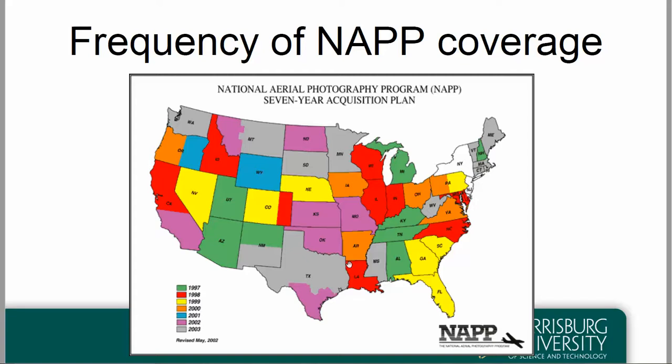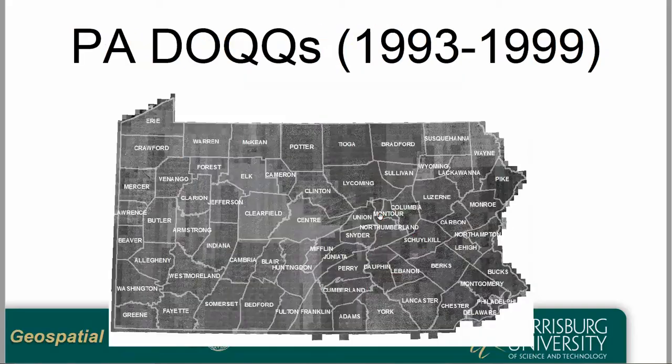Frequency of National Aerial Photo Program. This is up through the early 2000s, but it's indicating how often areas are flown. We have the same idea here in Pennsylvania with the PA MAP program that ran until a little less than 10 years ago. It was a concerted effort to make regular flights over the state of Pennsylvania.